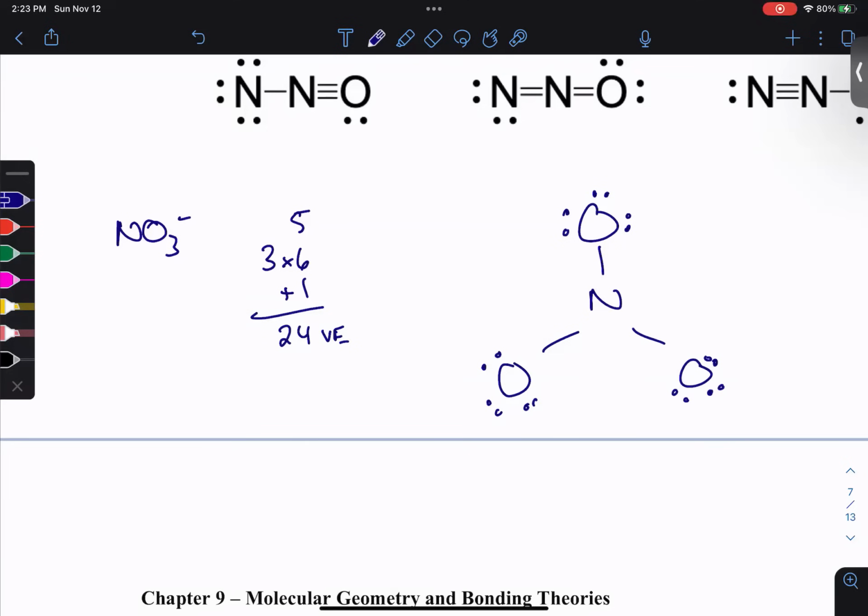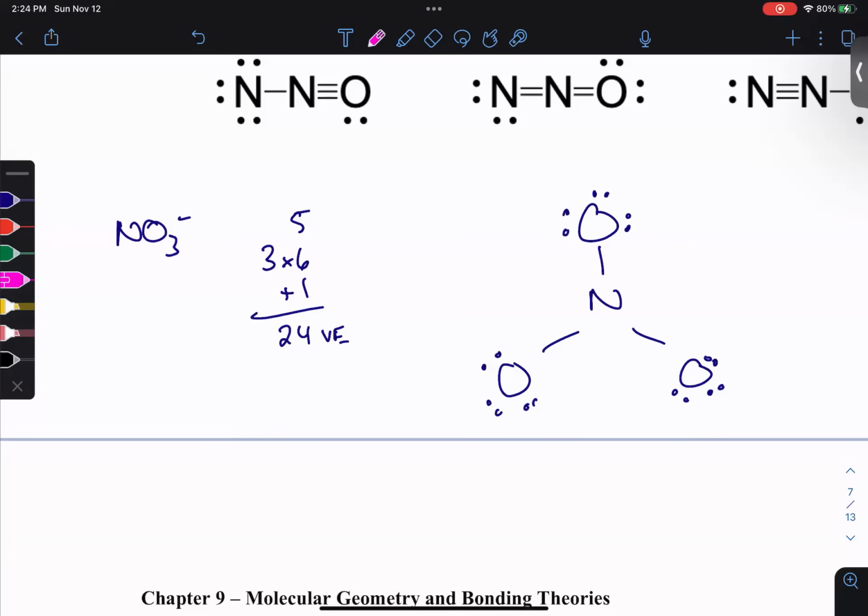So what I'm going to do is move one of the lone pairs on the oxygens to make a double bond. But the question is, from which oxygen do I move to make a double bond? Do I make the double bond here? Or do I make it there? Or do I make it there? Does it matter? No, it doesn't matter.